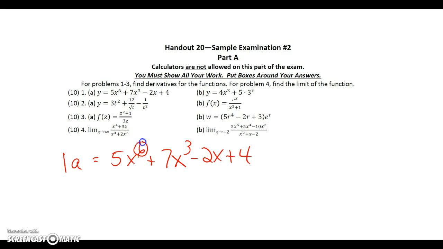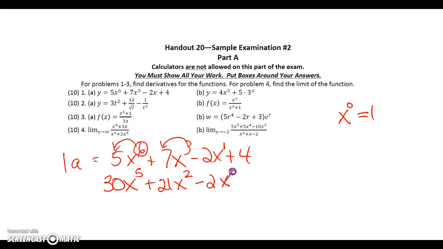Alright, so we know we always bring this down, multiply by the coefficient, and then decrease the power by 1. So this one would end up being 30x to the 5th, 1 less than 6, plus the 3 coming down here, 21x squared. Now remember, over here we have an understood exponent of 1, so that'll be minus 2x to the 0, and anything raised to the 0 is 1, so that's just 1. And then you can't take the derivative of the constant, that just goes away.